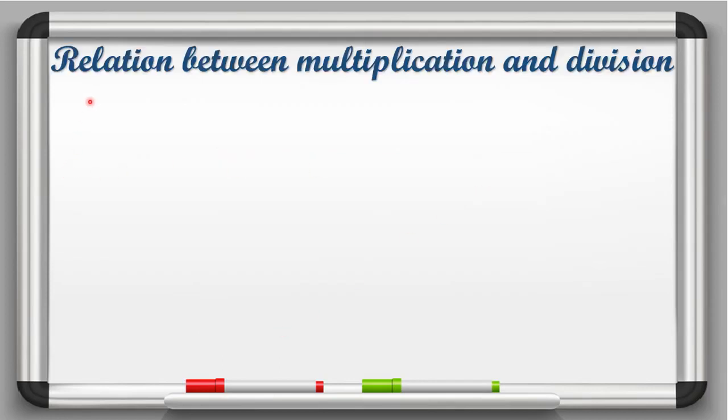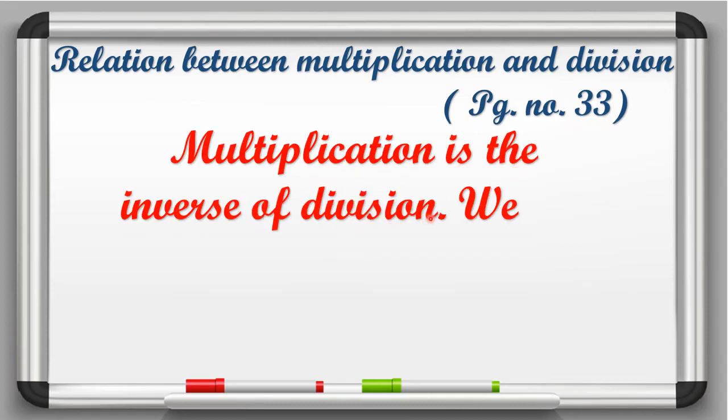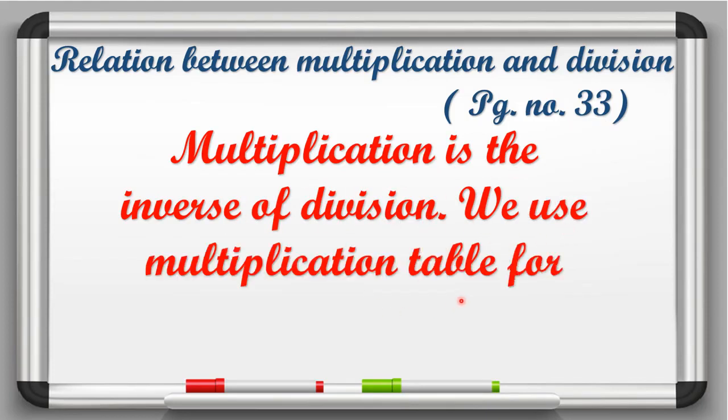Now the next one is relation between multiplication and division. Theek hai, beta? Ye hum relation find out karenge multiplication or division ka. So let's start with an example of page number 33. So it is given, multiplication is the inverse of division. We use multiplication table for division. Multiplication kya hai beta? Division ka ulta. Theek hai? Multiplication is the inverse of division. Aur hum multiplication table use karte hain jab hume division karna hota hai. So let's see how.